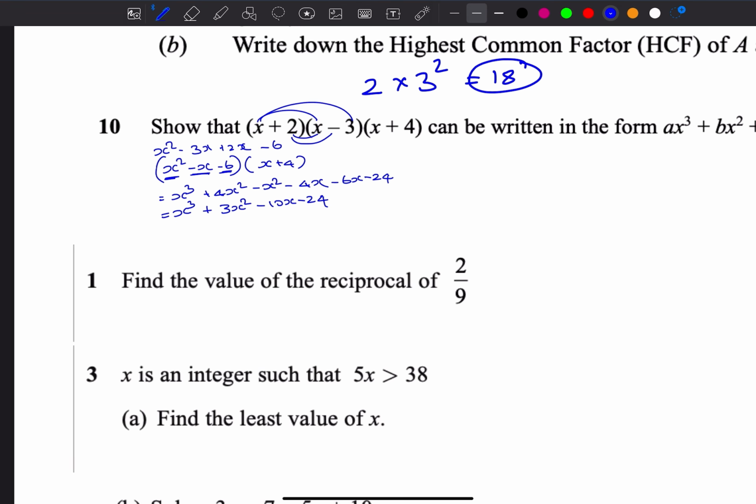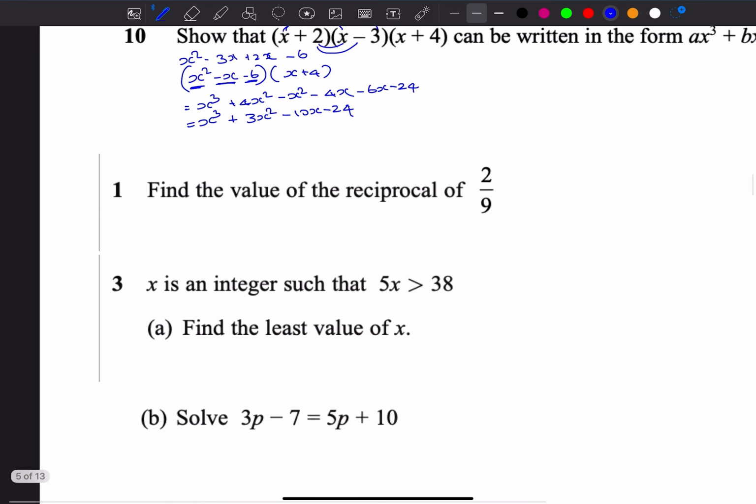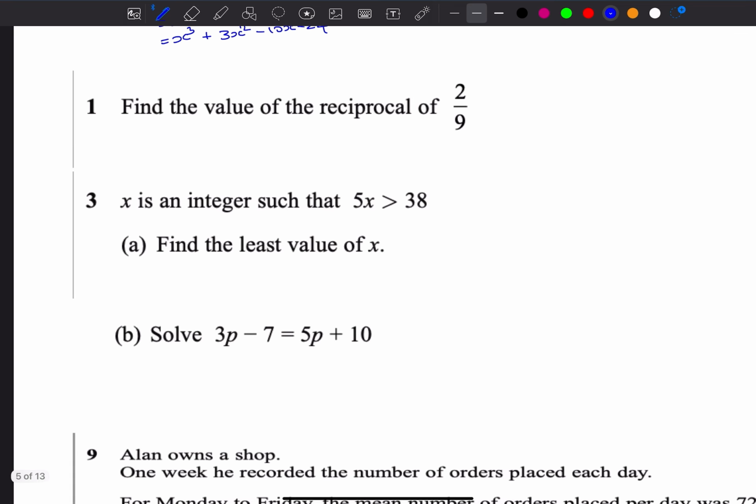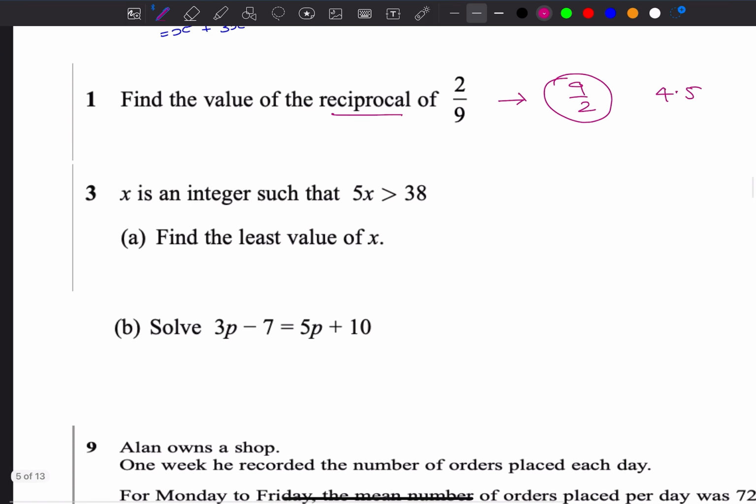Okay, next one. For the reciprocal of a number, remember, don't put equal to, so it looks weird. The reciprocal is you switch the fraction over, which is 9 over 2. You could write 4.5 if you want, which is technically 9 over 2.